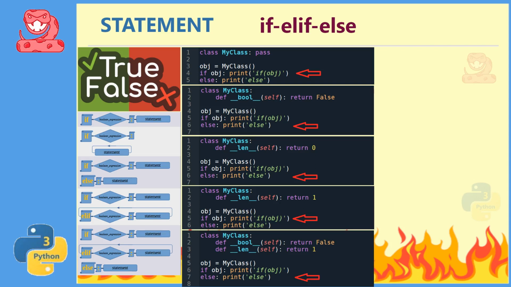Control over what is considered truthy for an object instance can also be managed through the magic method __len__. For len equals 0, it will be false, and for len greater than 0, it will be true. If you overloaded both magic methods, __bool__ and __len__, the __bool__ method will take precedence.